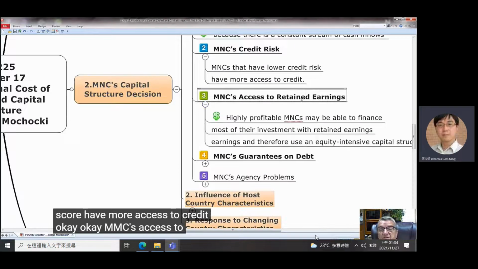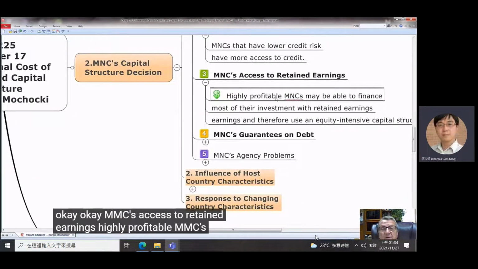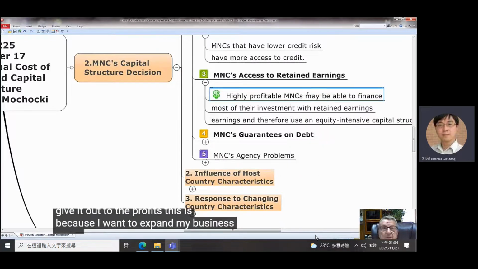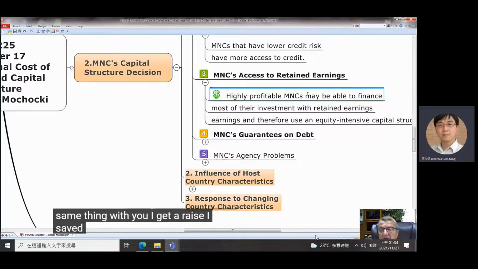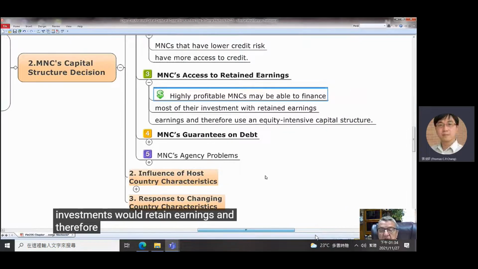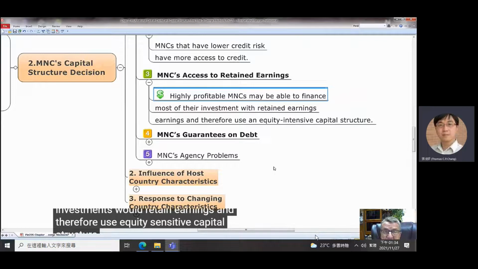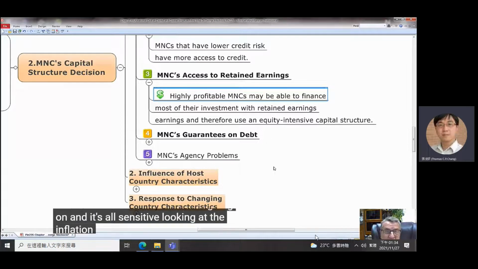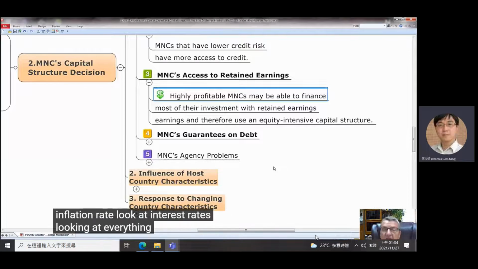Okay, MNC access to retained earnings. Highly profitable MNCs, right? Remember, retained earnings: I don't give out the profit because I want to expand my business. Same thing with you. I get a raise, I save money, buy a car, or buy a house. I do something else with it. Most of their investments would use retained earnings, and therefore an equity-sensitive capital structure. I have to look at what's going on, and it's all sensitive: the inflation rate, the interest rate, everything we've talked about. Okay, the exchange rate. Those are the three big ones we've talked about.